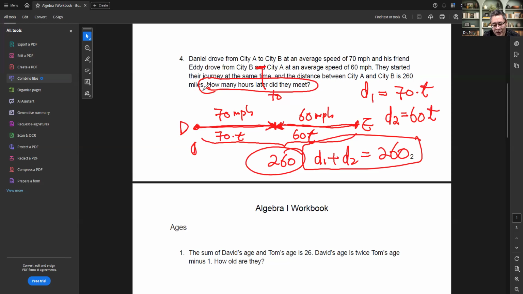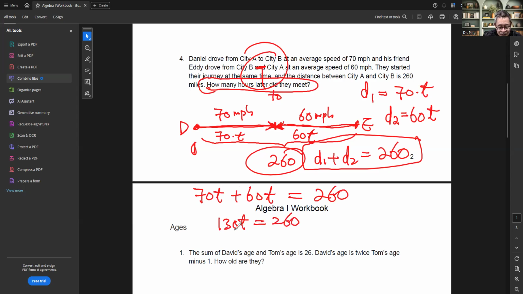So we have the given, we have the unknown, which is that. Then we set the equations. So we get 70t plus 60t equals 260. That means 130t equals 260. We divide 130 on both sides. Then that cancels, so t is 2. That's 2 hours. That's the answer to this question, because it's asking how many hours later did they meet.